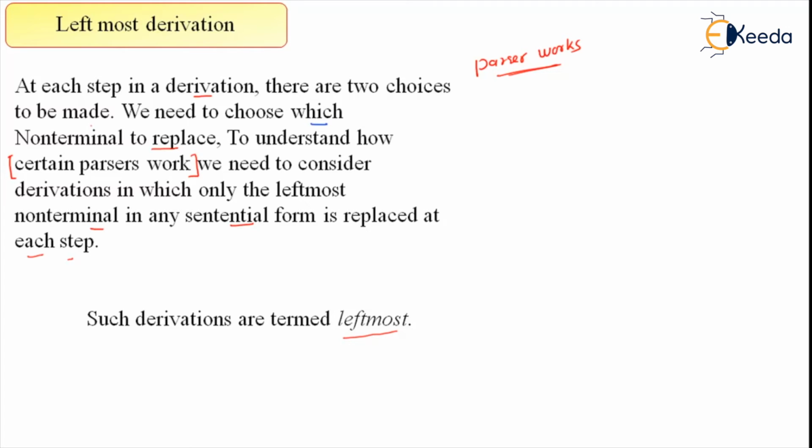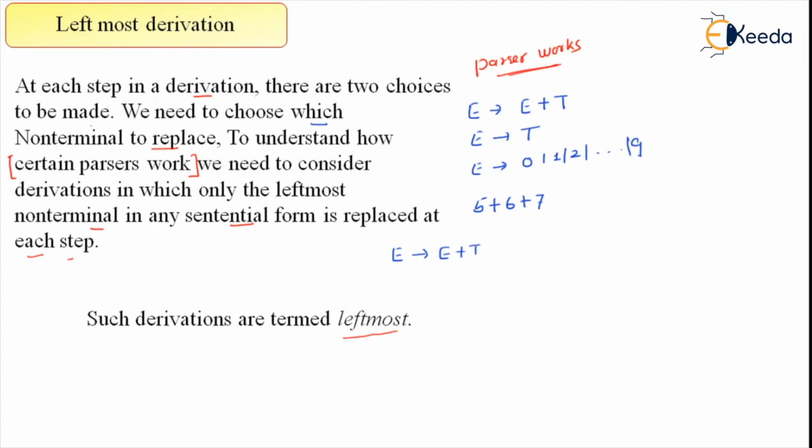Let me give you an example of what exactly the leftmost derivation is. Again, I'm taking an expression grammar and keeping it simple. E derives E plus T, E derives T, and T derives a number, which can be 0 or 1 or 2 up to 9. Now let me take a number, let's say 5 plus 6 plus 7. This is the string that I want to derive. Now how am I going to derive this? E derives E plus T.